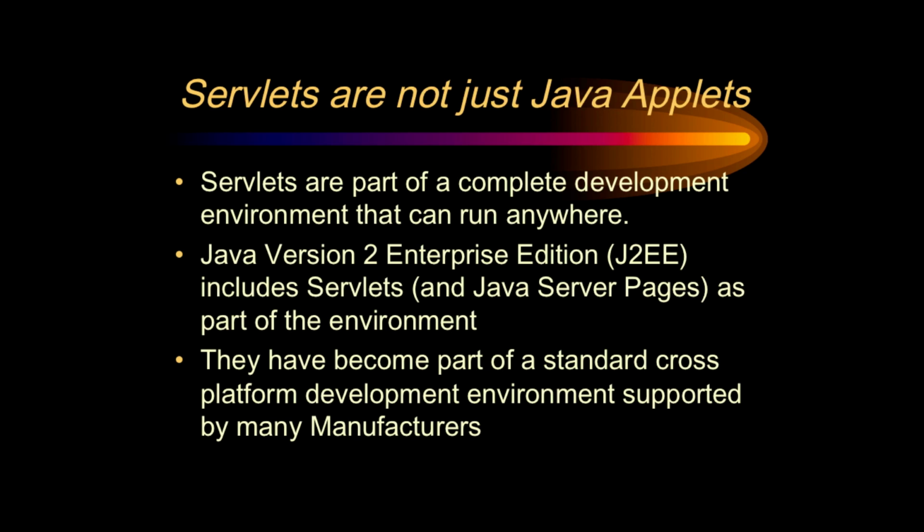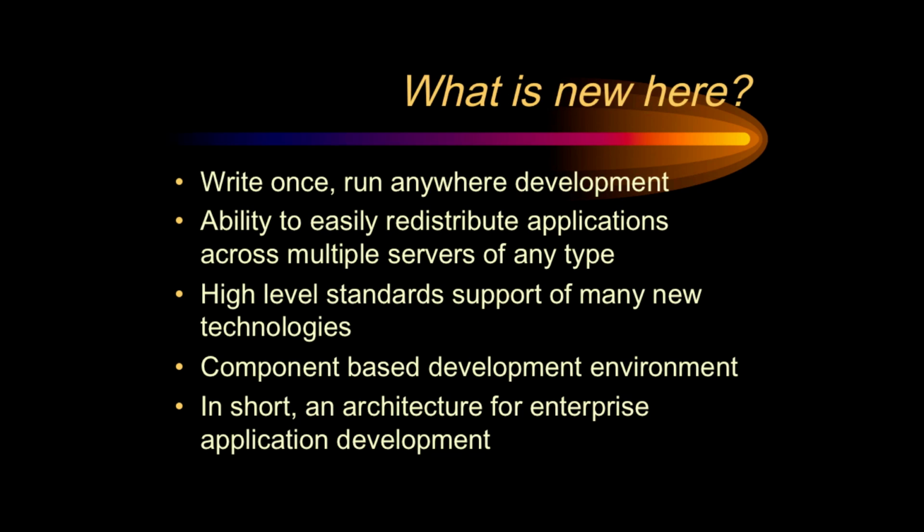And this is called the Java version 2 Enterprise Edition. It includes servers and Java server pages and Java server tags as part of the environment. And it's become part of a standard cross-platform development environment supported by many manufacturers. Sun, now Oracle, IBM, big Java application places. So what's new here?